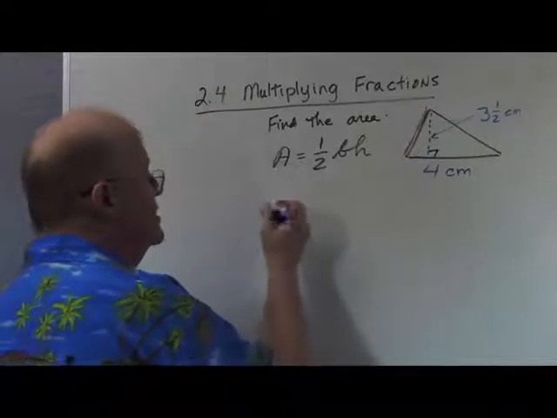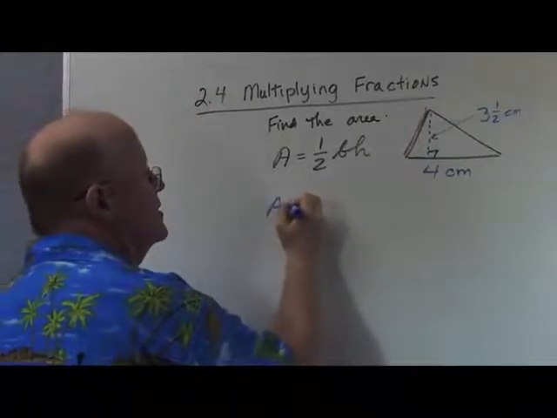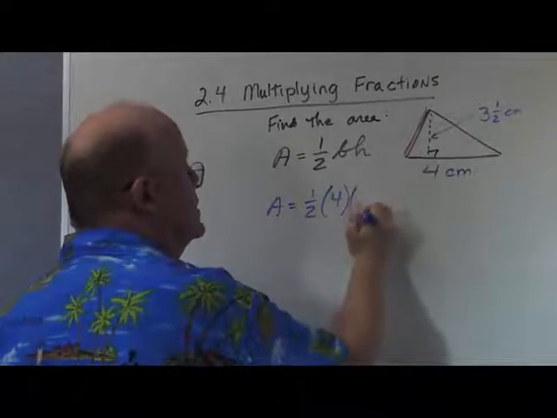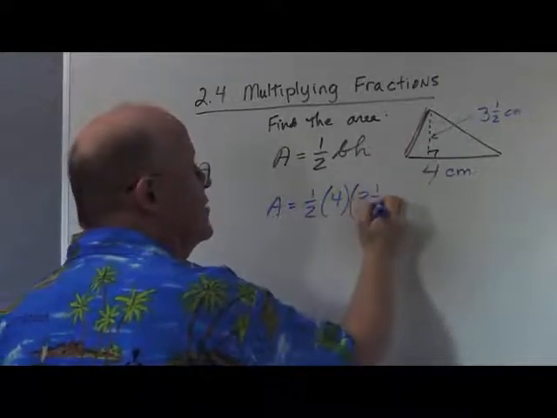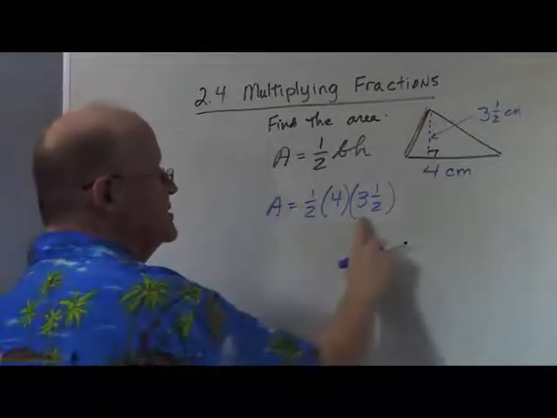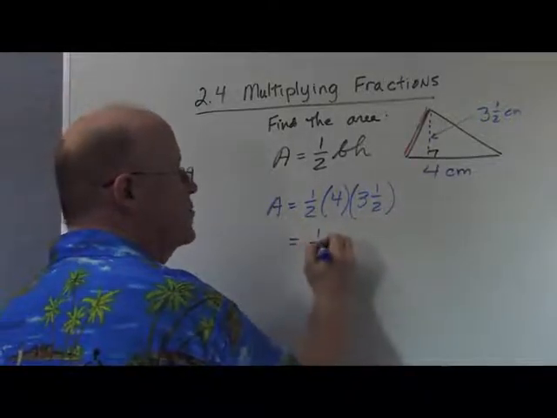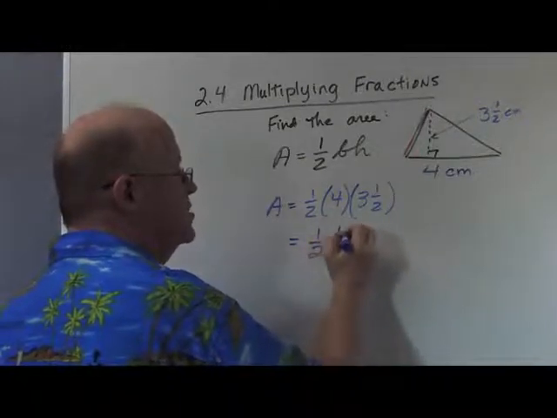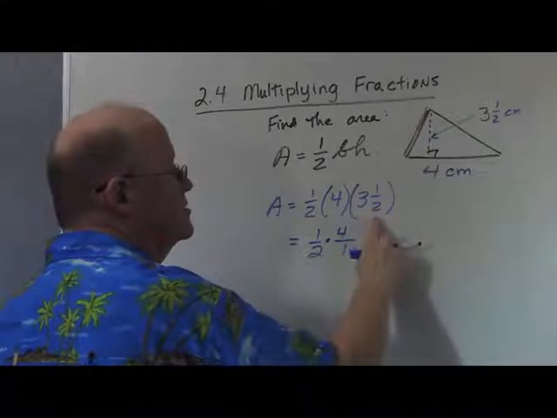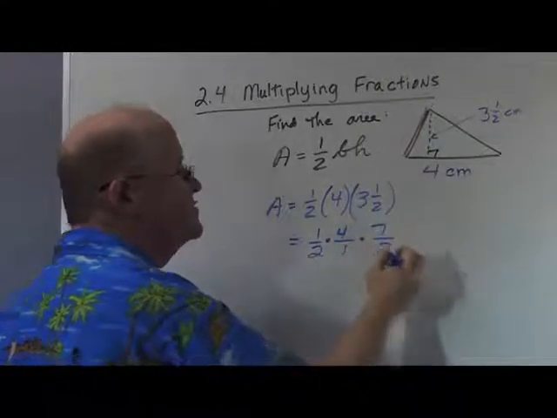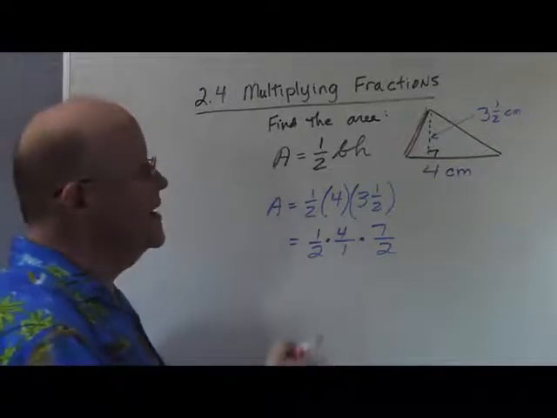Now, we're going to multiply together. We're going to have area equals 1/2 times the base of 4 times the height of 3 1/2 centimeters in each of these cases. And I'm going to take this 3 1/2 and rewrite it as an improper fraction. I'm going to write this 4 also to be over 1. 2 times 3 here is 6, plus 1 is 7. So I will have 7/2 as that final fraction.